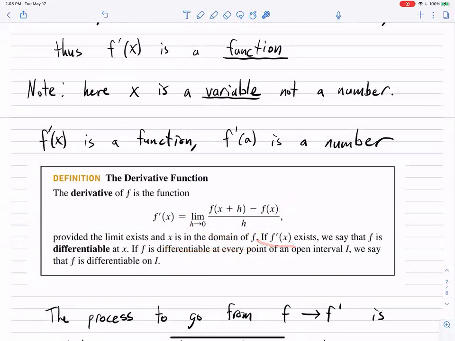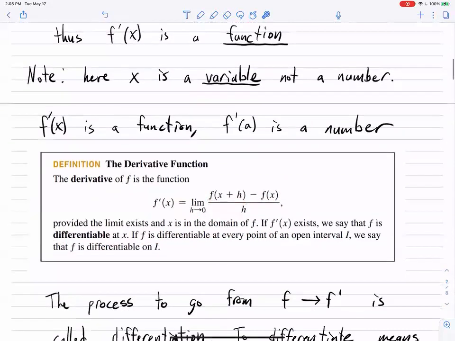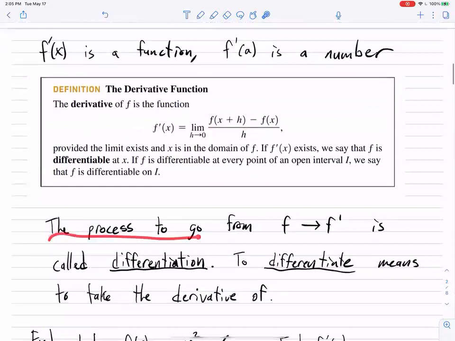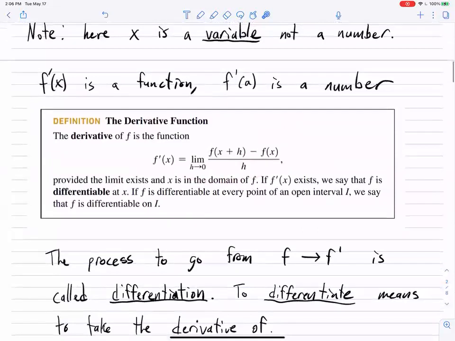If f prime of x exists, we say that f is differentiable at x. If f is differentiable at every point on an open interval, we say that f is differentiable on that interval. So the process to go from a function to the derivative, so from f to f prime, is called differentiation. To differentiate means to take the derivative, which means to take this limit. And so if we want to find the derivative of a function, which will be a function that tells us the slope at any given point, that's f prime of x.